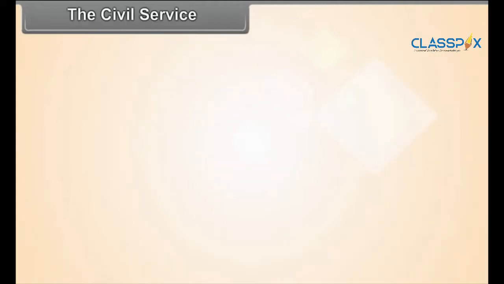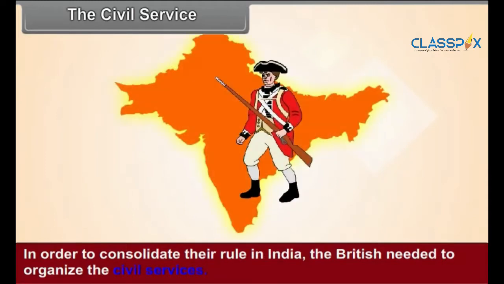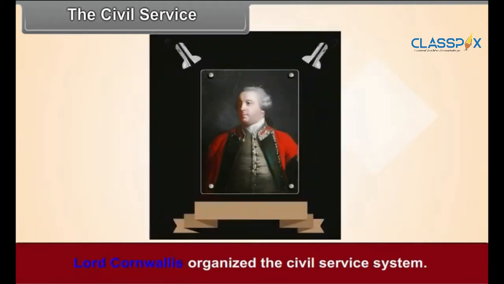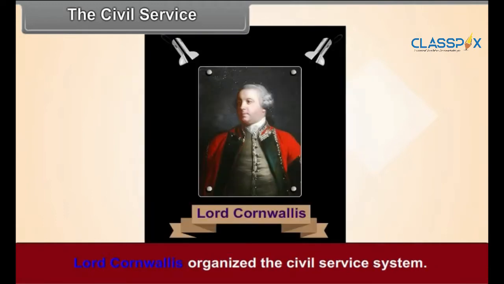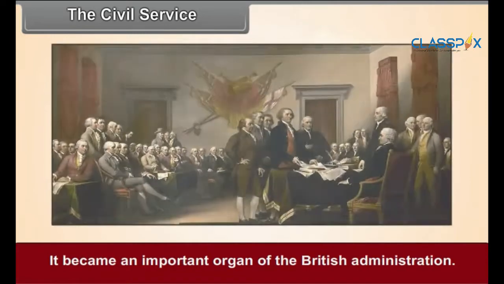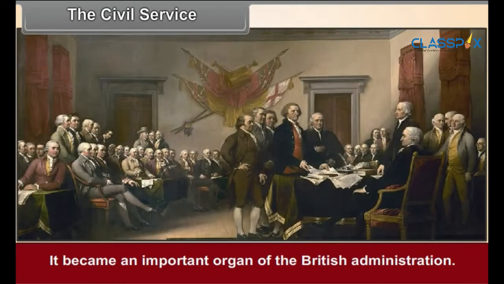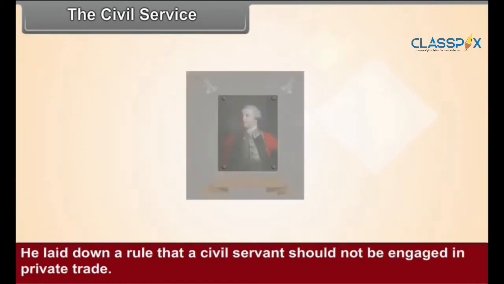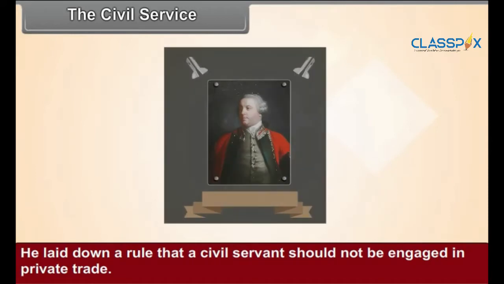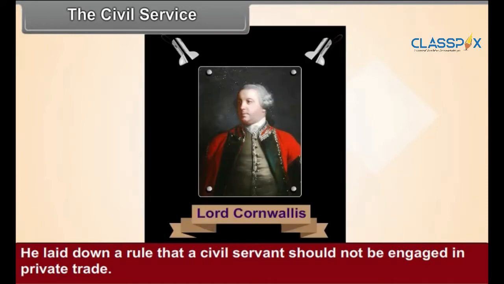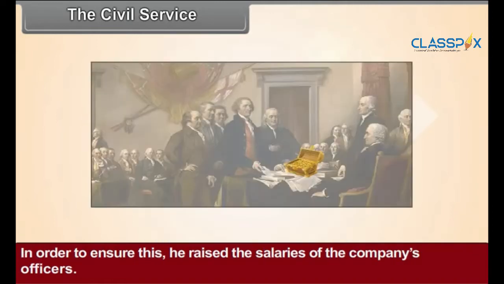The civil service. In order to consolidate their rule in India, the British needed to organize the civil services. Lord Cornwallis organized the civil service system. It became an important organ of the British administration. He laid down a rule that a civil servant should not be engaged in private trade. In order to ensure this, he raised the salaries of the company's officers.